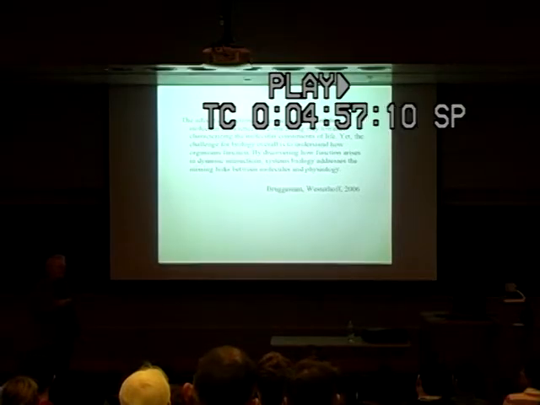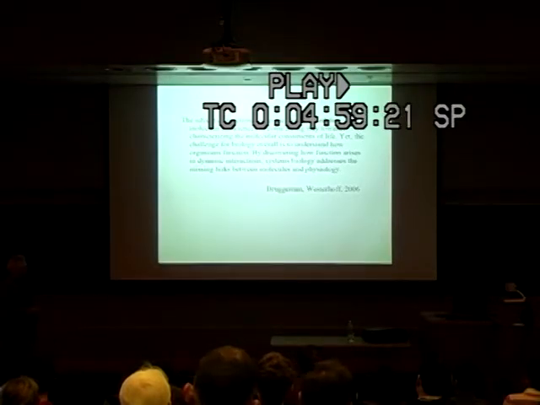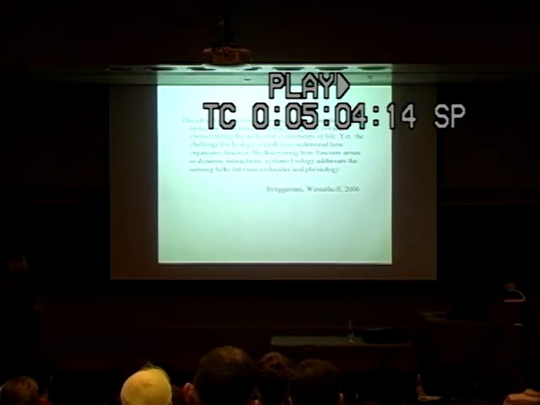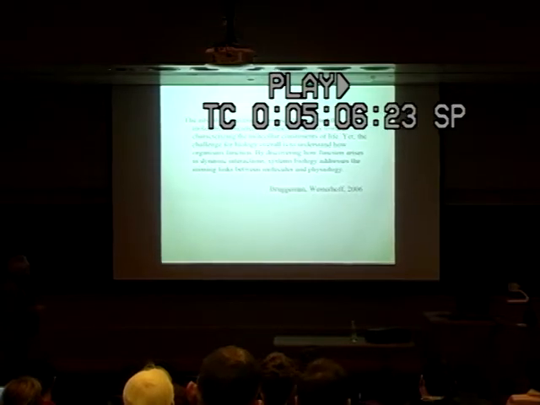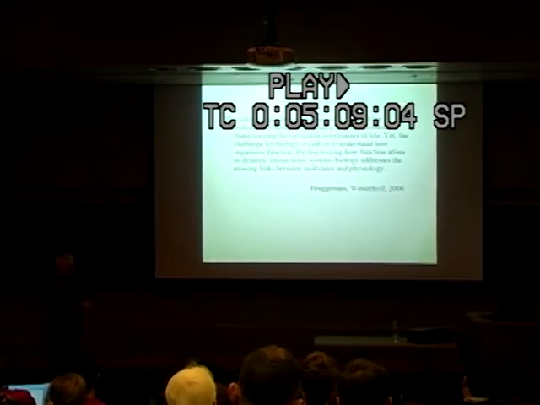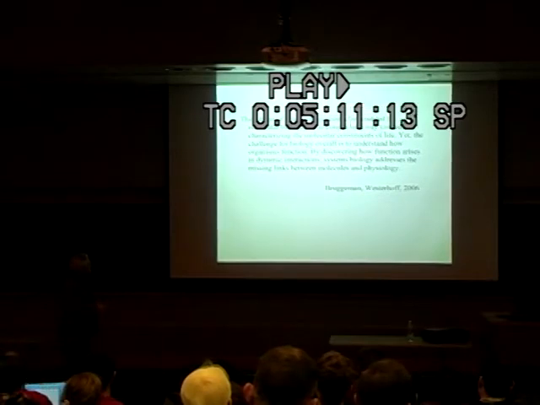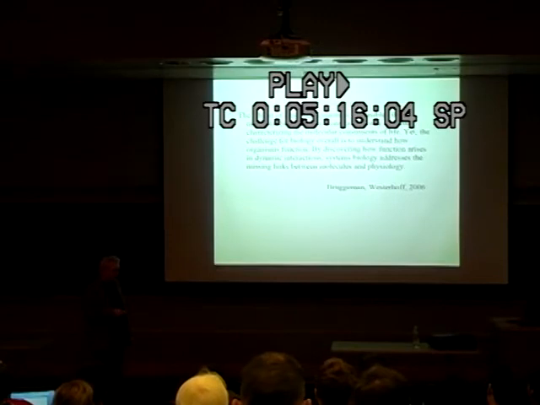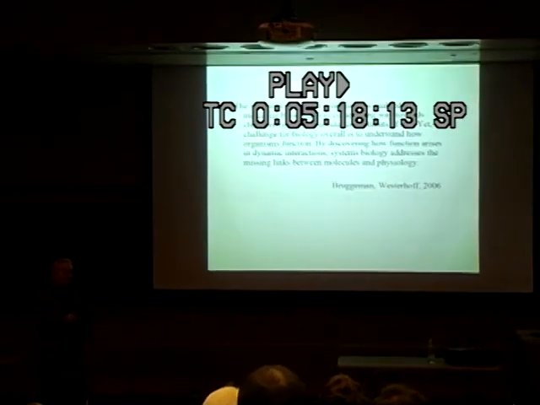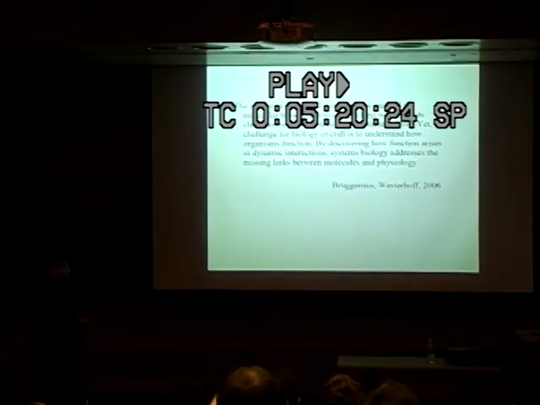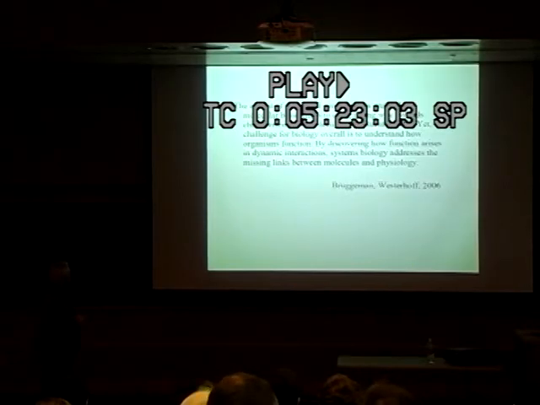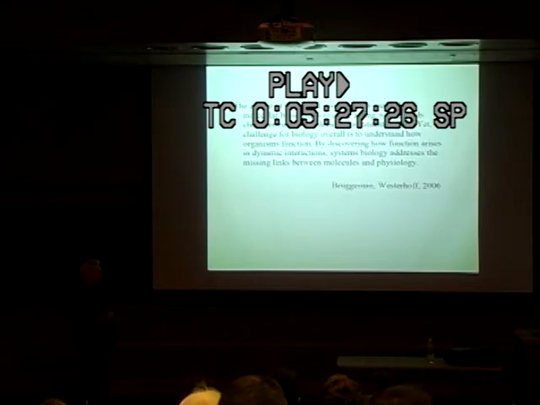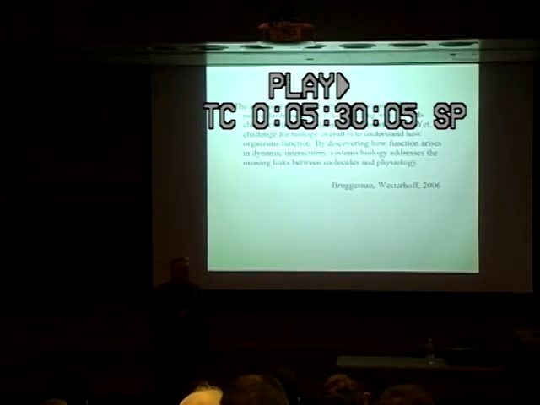Maybe not all biologists might agree with this, but that's in any case Westerhoff's view. By discovering how function arises in dynamic interactions between these molecular constituents, systems biology addresses the missing links between molecules and physiology. So genotype, phenotype, the connection. And for me, the operative term here is dynamic interactions. I think that ultimately the key is in understanding the dynamics of these systems.